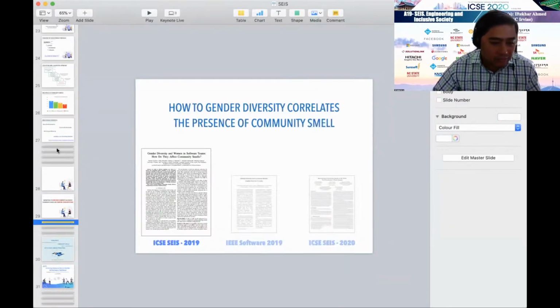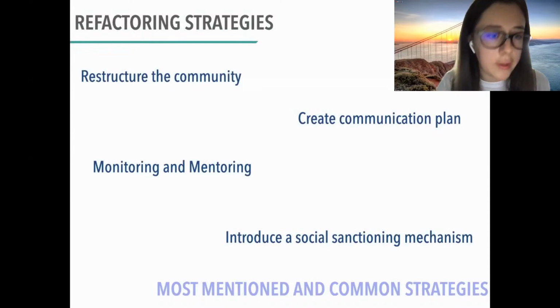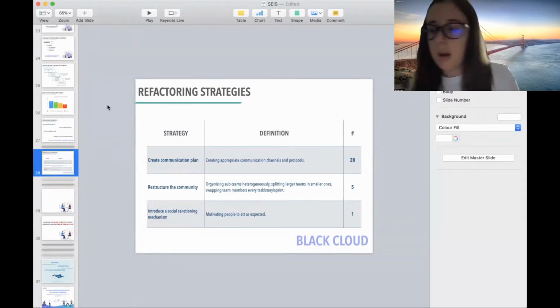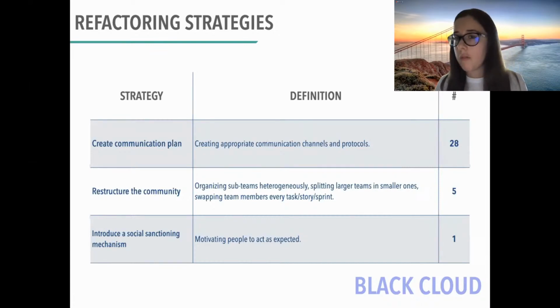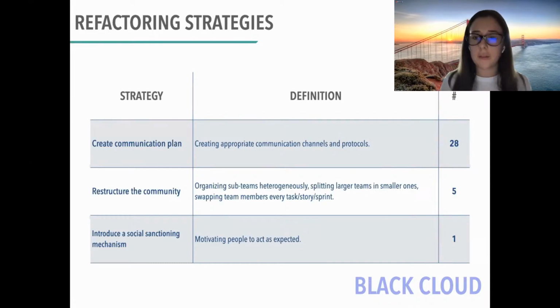Yeah, please. Sure. I need to unskip the slide. Okay, so in general, we noticed that the most mentioned strategy is to create a communication plan. Indeed, the problem of the black cloud community smell is the overload of communication due to an unstructured communication plan. Another strategy is to restructure the community, because maybe there are people that do not communicate with each other, do not follow hierarchy. That is why participants also suggest restructuring the community. And finally, also the possibility to introduce a social sanctioning mechanism, so motivating people to act as expected.